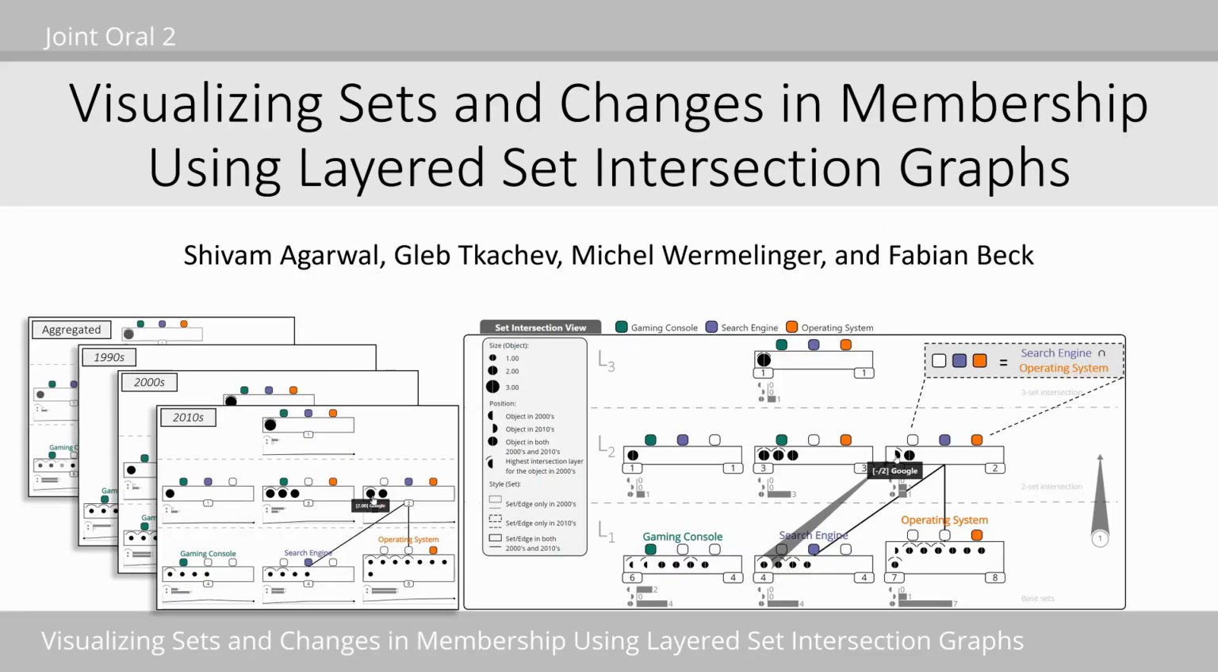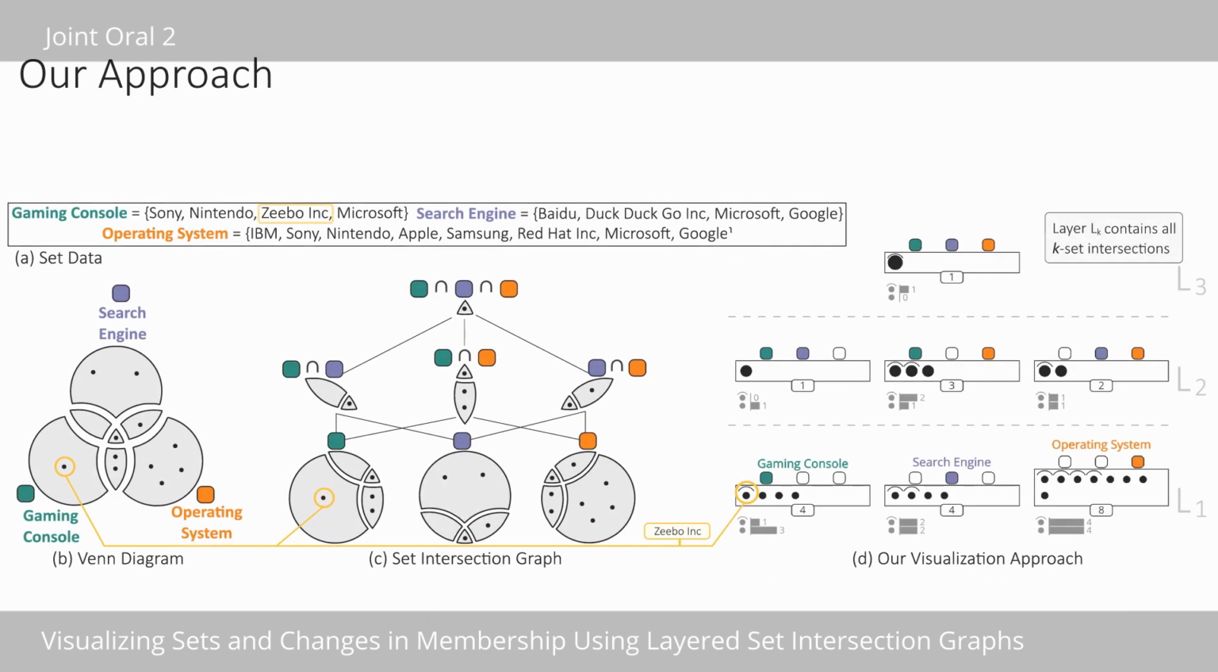In this work, we address the challenge of visualizing weighted memberships of elements in dynamic sets. In our approach, we use layered set intersection graphs. The graph consists of all non-empty set intersections as nodes, while the layered layout positions them in different layers.